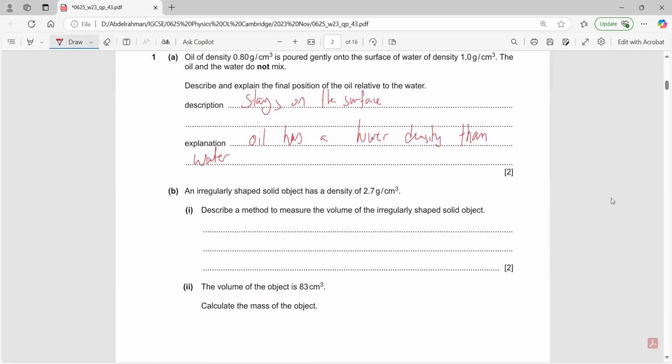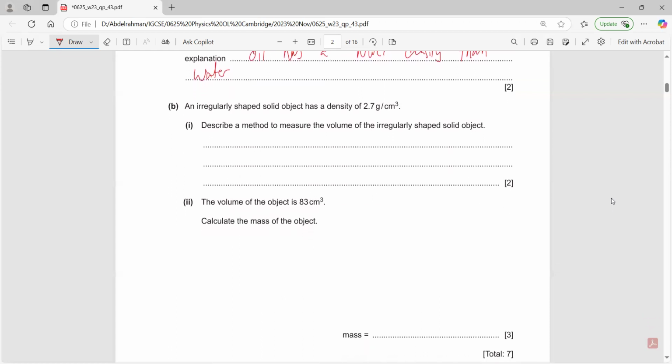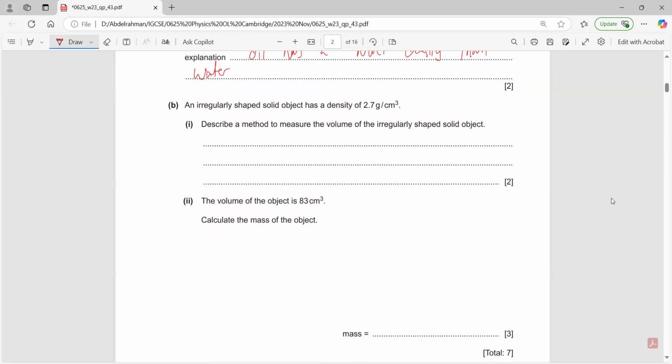An irregularly shaped solid object has a density of 2.7 grams per centimeter cubed. Describe a method to measure the volume of an irregularly shaped object. Basically, you need a measuring cylinder. Add water to a measuring cylinder, I'll just write it down as MC, and take the volume, V1. This is the volume of the water.